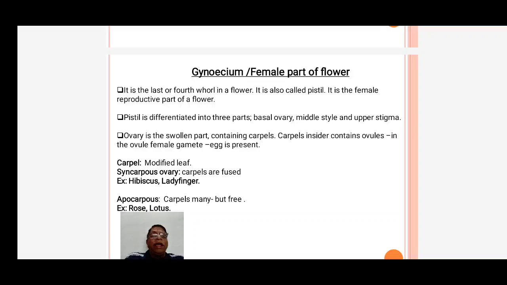Next, see the diagram now. Pistil is differentiated into 3 parts. Basal swollen part called ovary. The middle stalk-like part called style. And the upper part is called stigma. The pistil is differentiated into ovary, style and stigma.